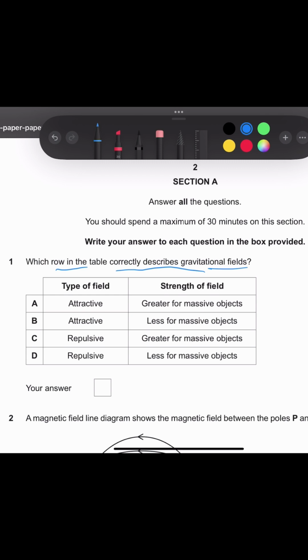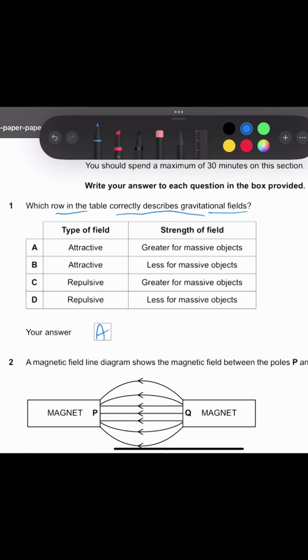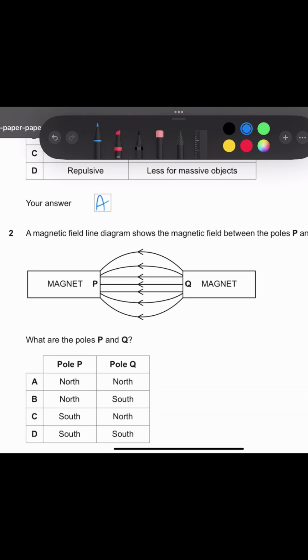Question one asks which row in the table correctly describes the gravitational field. The gravitational field is the area around a mass which is going to be attracting other things. The bigger the mass, the more attractive it is, so the strength of field is greater for massive objects, and the type of field is attractive. So A.